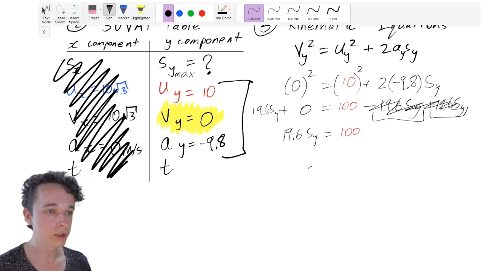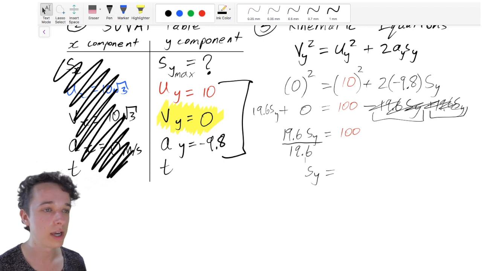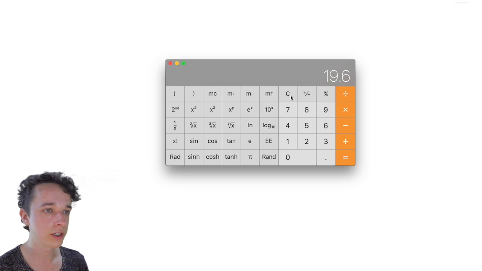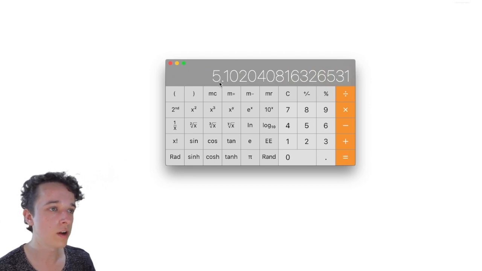And now finally, we're almost there. We've got sy equals something. Right now, sy is being multiplied by 19.6, so to get it on its own, we need to divide by 19.6. If we do something to one side of an equation, we have to do it to the other. So we have to divide this side by 19.6. And we're left with sy is equal to 100 divided by 19.6, which in our calculator is equal to 5.10.